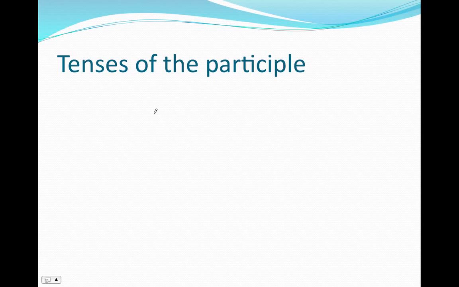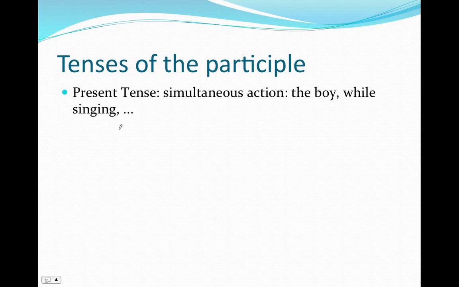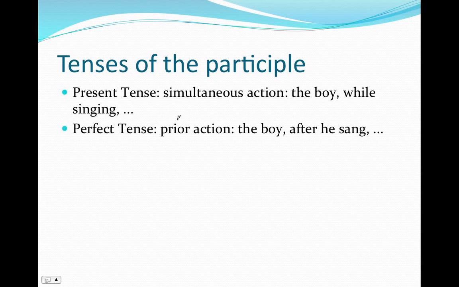Now, the tenses of the participle, there are actually going to be four tenses of the participle. We're just going to cover the three tenses you know right now: present, future, and aorist. So the present tense is going to show simultaneous action. The boy while singing, right? I see the boy while he is singing. These two things are happening at the same time, so we're going to use the present tense of the participle.